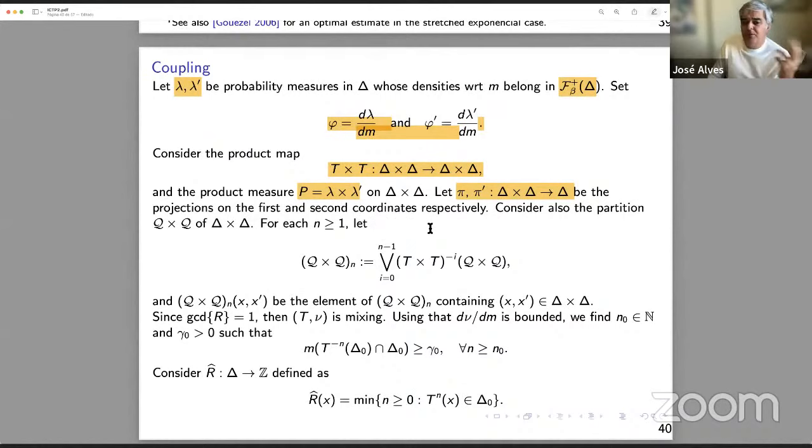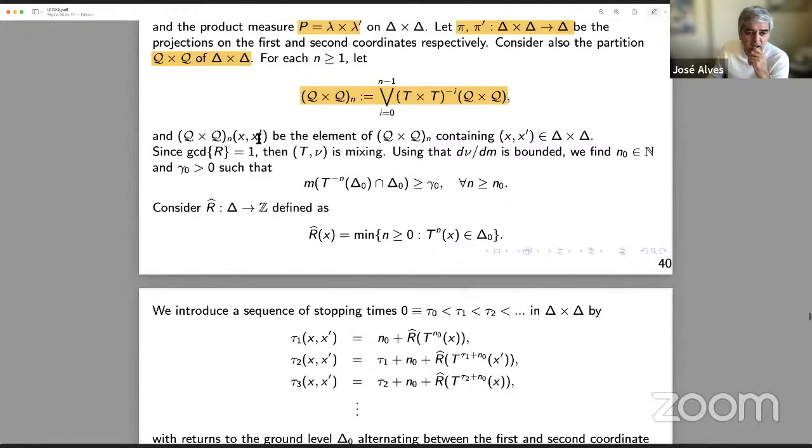The product partition associated to the original partition that we have. The Q is the letter for the natural partition in the tower. So now we consider the product partition in the product, and consider the push forwards, so the dynamical refinements of this initial partition, indexed by n. So I will also use this notation. The partition n at this point is precisely the element of the partition that contains the point.